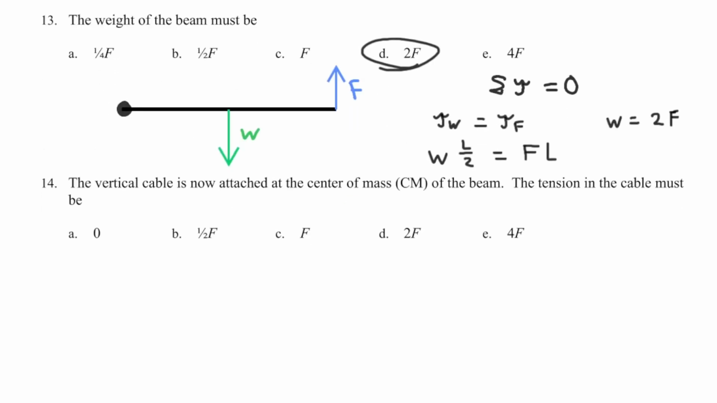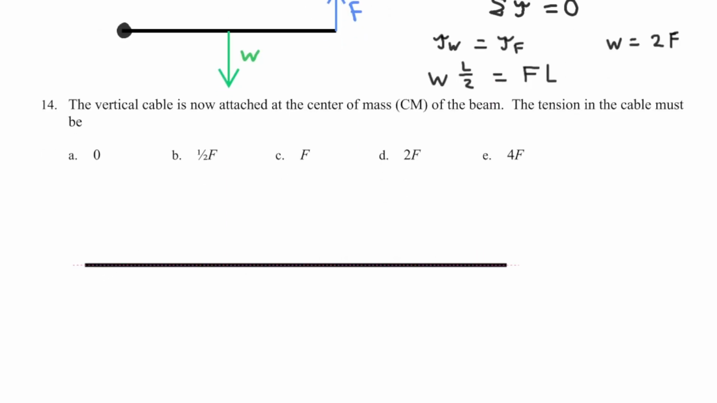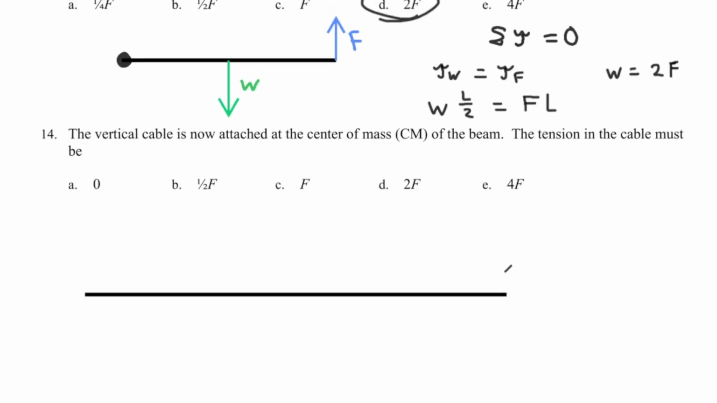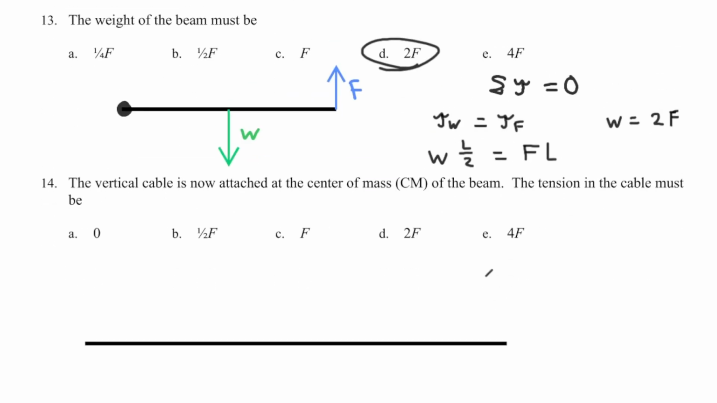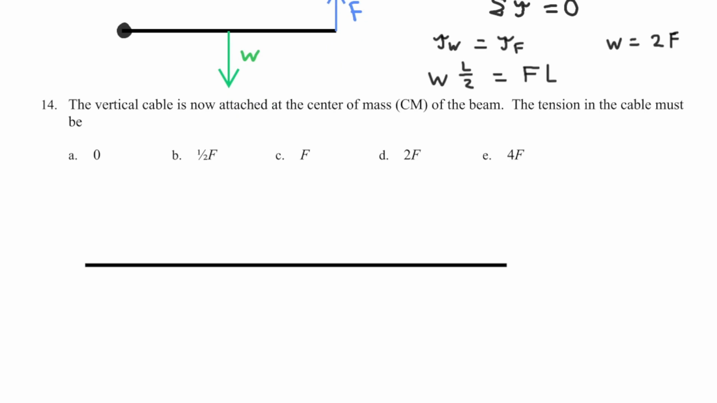The vertical cable is now attached to the center of mass of the beam. What must the tension in the cable be? So the vertical cable is now attached at the center of mass. We want to find what the tension in the cable must be. So we already said that the weight of the beam was 2F in the new problem. So we're just going to set it up this way. So vertical cable is attached at the center of mass of the beam. So let's just draw that. So we got center of mass of the beam. Oh, that's not what I want. I want my arrow.